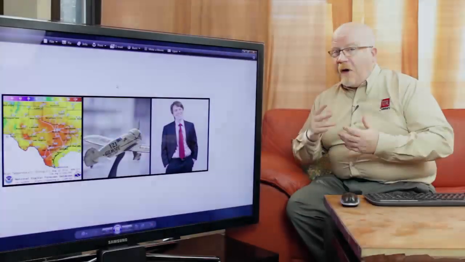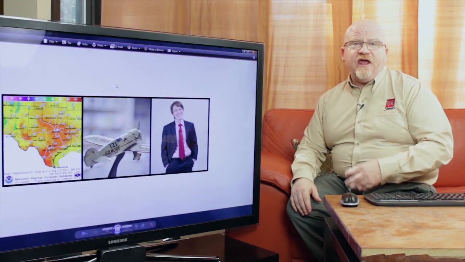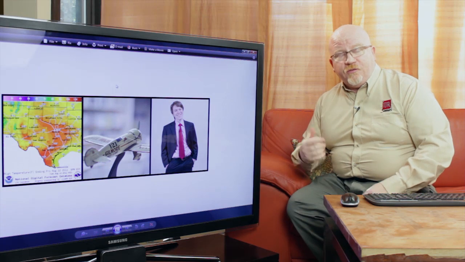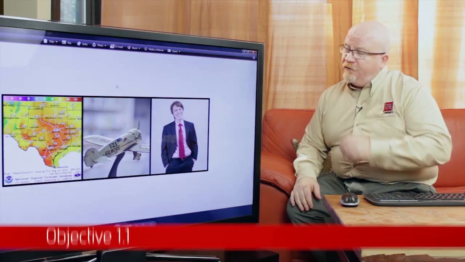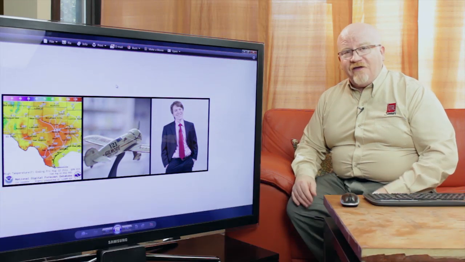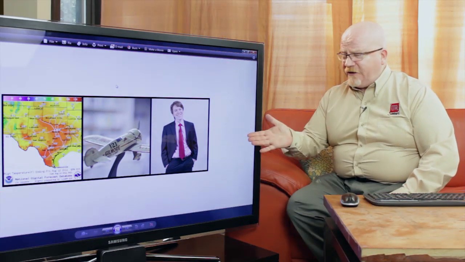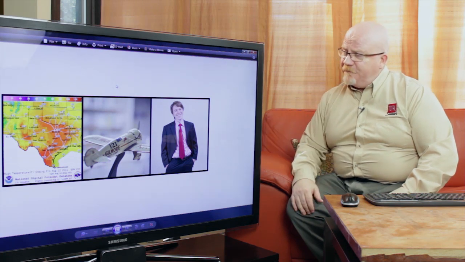We use the term modeling quite a bit within the networking world, and in order to understand why we use the word modeling, I'd like to take a minute and discuss what is a model. So up here on the screen, I've got three examples of models. On the far left, I've got a weather forecasting model. In the middle, I've got a model airplane. And on the far right, I have an incredibly attractive male model. That's my buddy Ford Pearson.